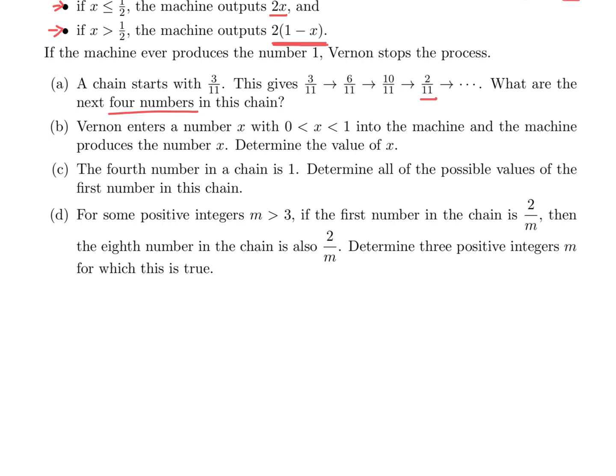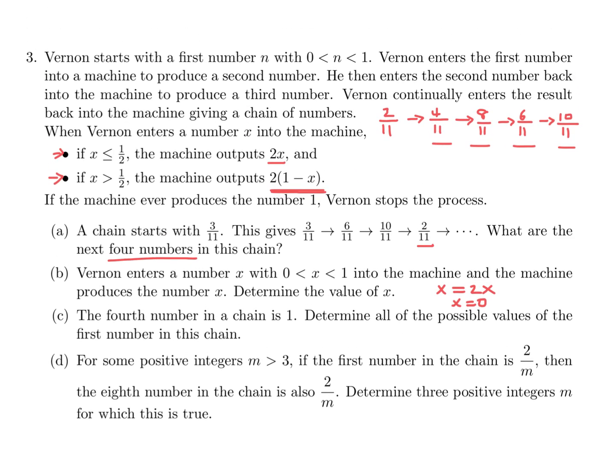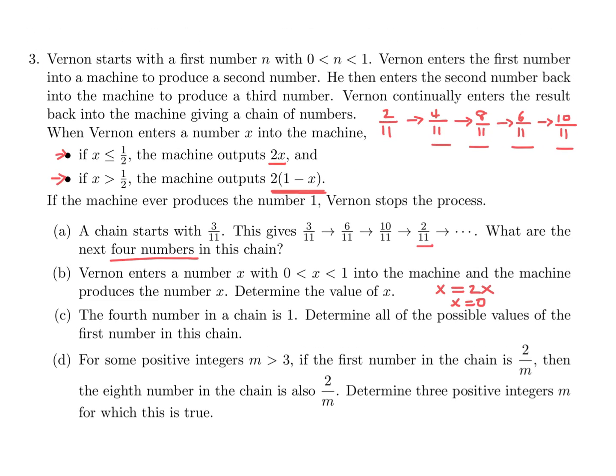Vernon enters a number x between 0 and 1 into the machine and produces the number x. What value is x? Well, if x was less than a half, he would produce 2x. So then x would have to equal 2x. That would mean x would be 0. Is that possible? Is there some condition? No, because it has to be greater than 0.